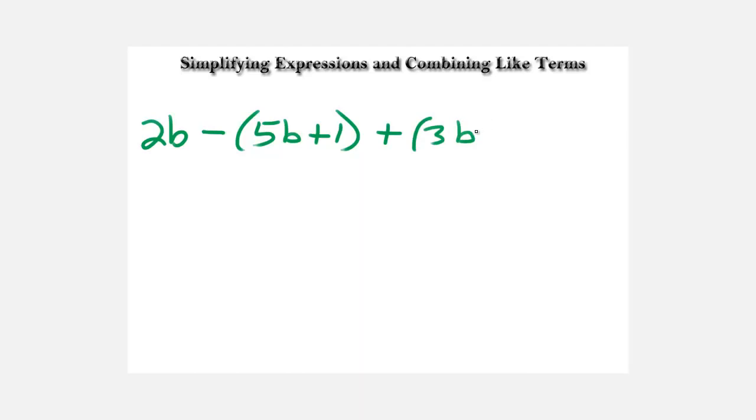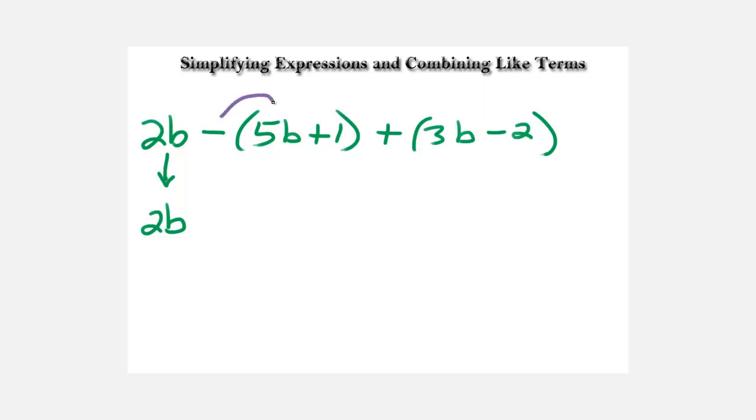Right, now let's take a look at another one. Let's say we have 2b minus (5b plus 1) plus (3b minus 2). Right? So same thing. So we'll start off. Actually, this 2b, there's nothing to do with that, so we'll just bring it down. Right? The 2b stays as 2b. But there's a negative here, so we'll take that into consideration.